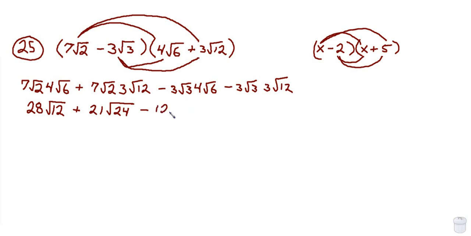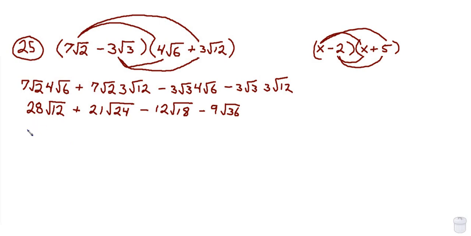Next term, minus 3 square roots of 3 times 4 square roots of 6. 3 times 4 is 12, and underneath the radical, 3 times 6 is 18. And the last term, 3 square roots of 3 times 3 square roots of 12: 3 times 3 is 9, and 3 times 12 underneath the radical is 36. All right, let's see what we can simplify. Right now I have square root of 12, square root of 24, square root of 18, and square root of 36. They're all square roots, but none of the radicands match. As it is right now, I can't add anything, but we may be able to combine some if I can reduce these radicals down to the same radicand.